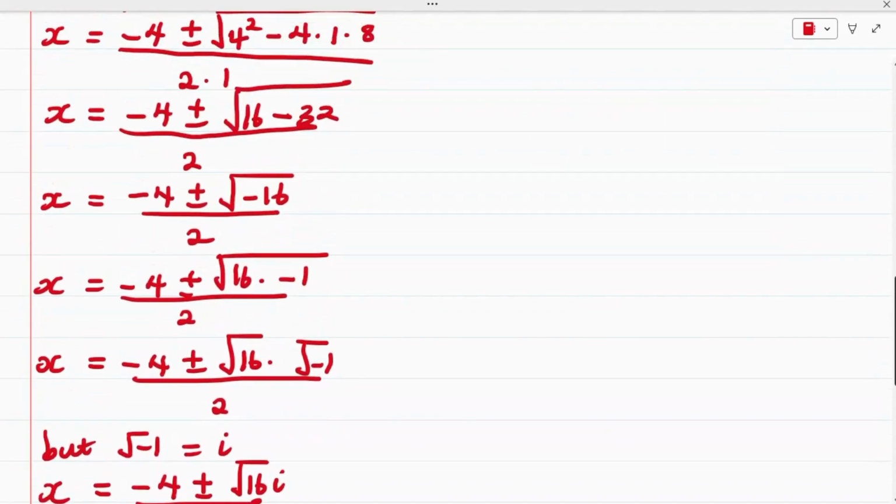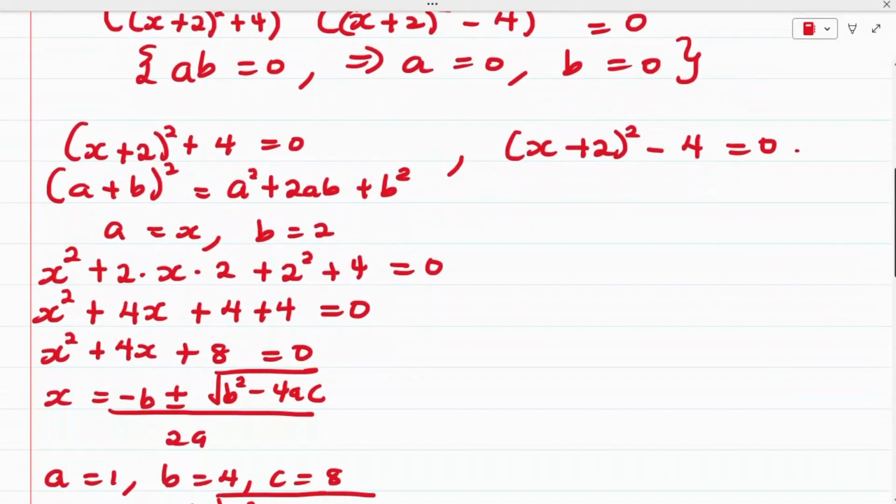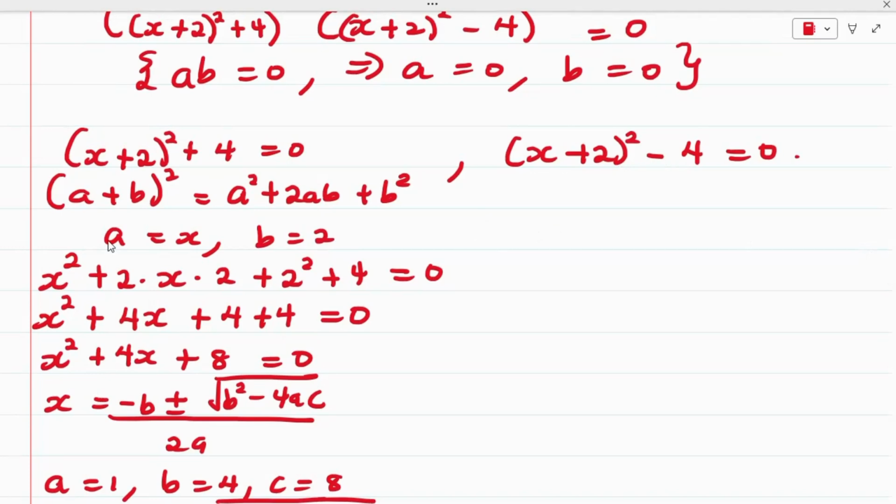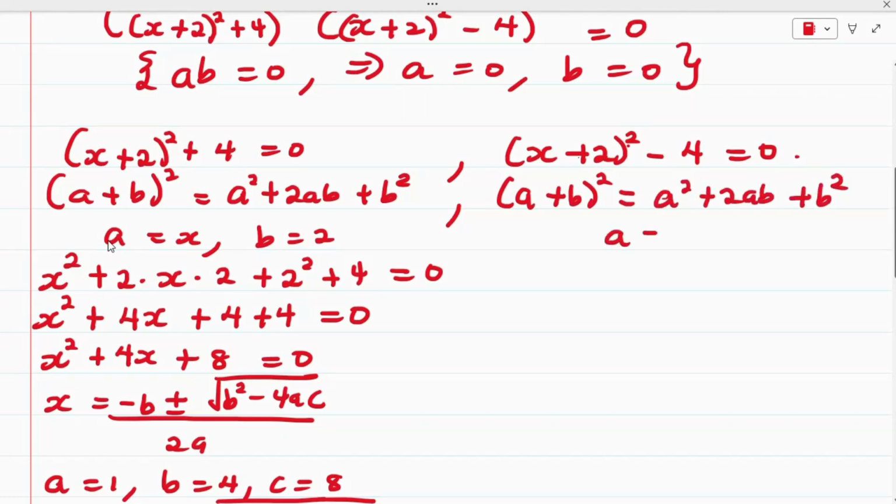So guys, we have been able to solve for the first part right here. So solving for the second part, we have x plus 2 raised to the power of 2. If we apply (a plus b) all squared, this is equal to a squared plus 2ab plus b squared, where we have a is equal to x and b is equal to 2.